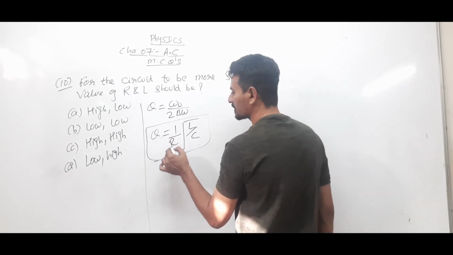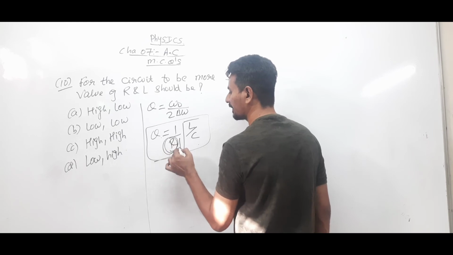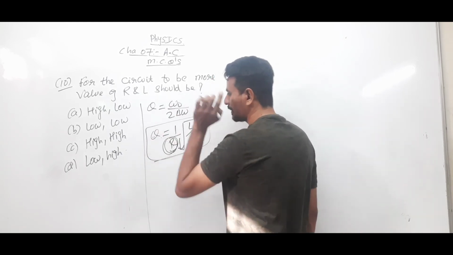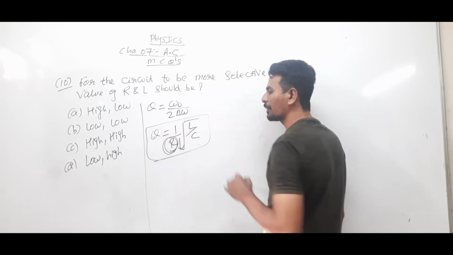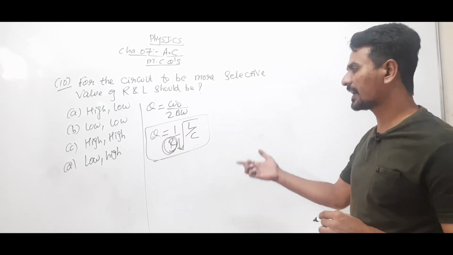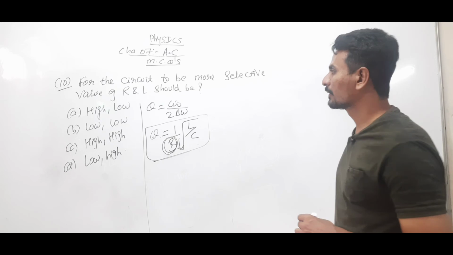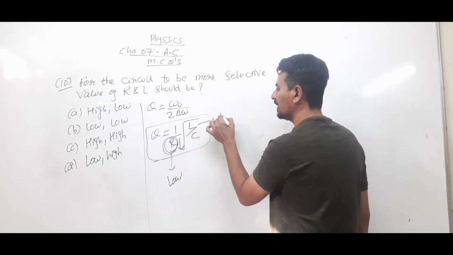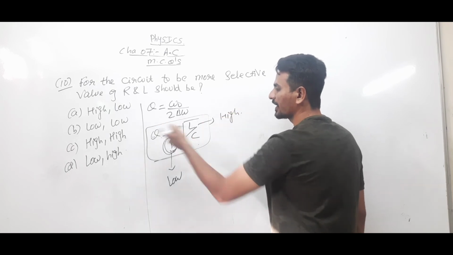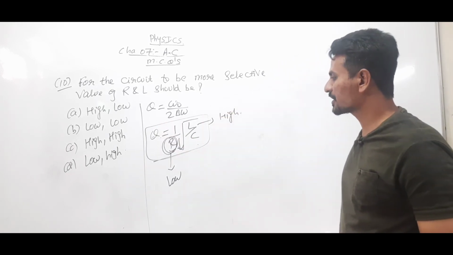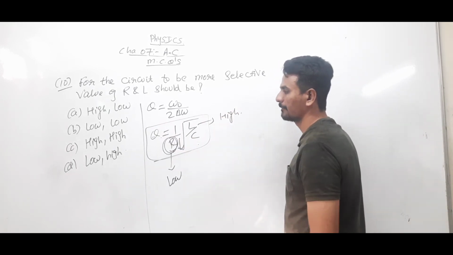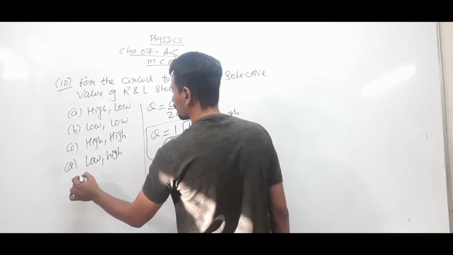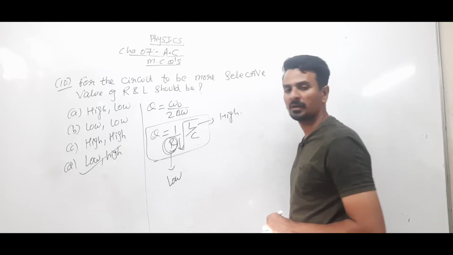So R is inversely proportional, so R should be less so that Q is more. And Q is directly proportional to inductance, so the more the inductance, the more will be the Q. So R should be low, L should be high. So the quality factor will be more. So your option will be low, high. R should be low, L should be high, okay. So D is the correct option.